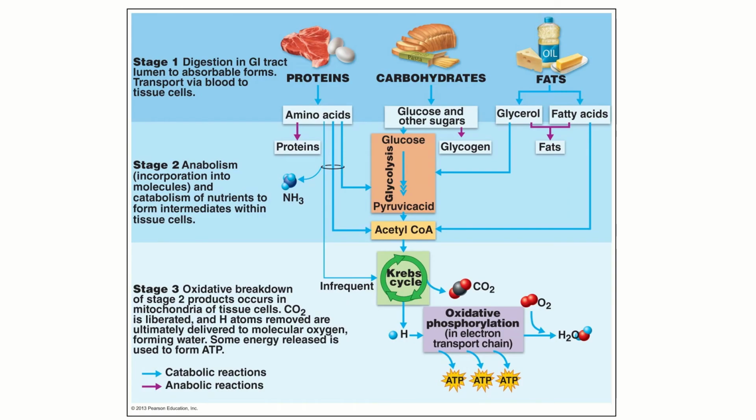So if we just essentially summarize what we're looking at here, we have already described stage one, digestion in the GI tract, and how the monomers of a protein, which are the amino acids, monomers of carbohydrates, which are your glucose and other monosaccharides, and of fats, the glycerol and the fatty acids, could all be formed and then, of course, absorbed and transported through the bloodstream. And then we took a look at how glucose itself could go through glycolysis and the Krebs cycle, and then finally oxidative phosphorylation to form ATP.